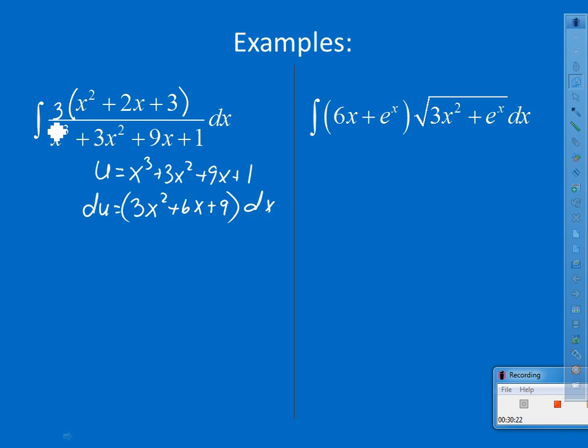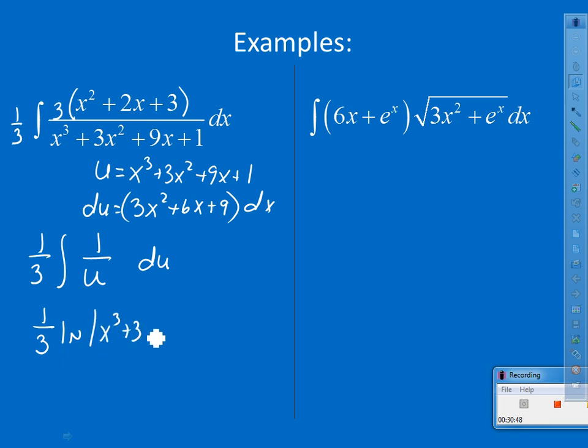Trust me, I will show you what happens, not today, if it's not that easy. So there's going to be a 1/3 out there. So this becomes 1/3. All of this dx becomes du, and I've got 1 over u with the rest of it. Answer, 1/3 times the natural log of x cubed plus 3x squared plus 9x plus 1 plus c. And then we got it.